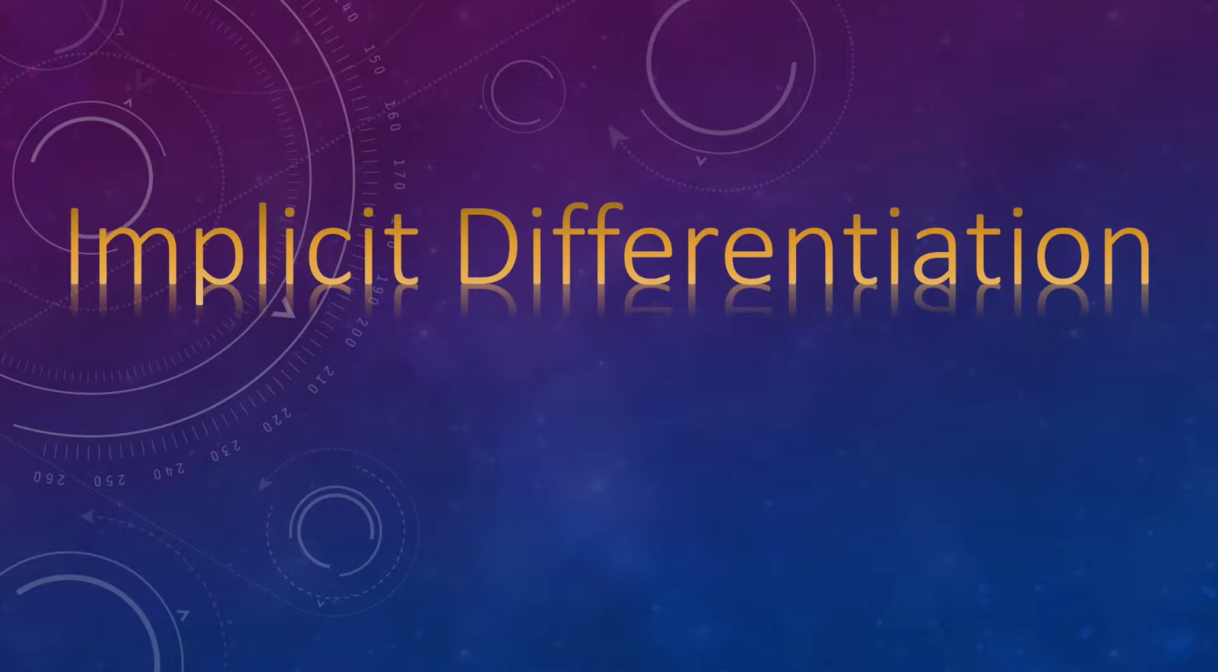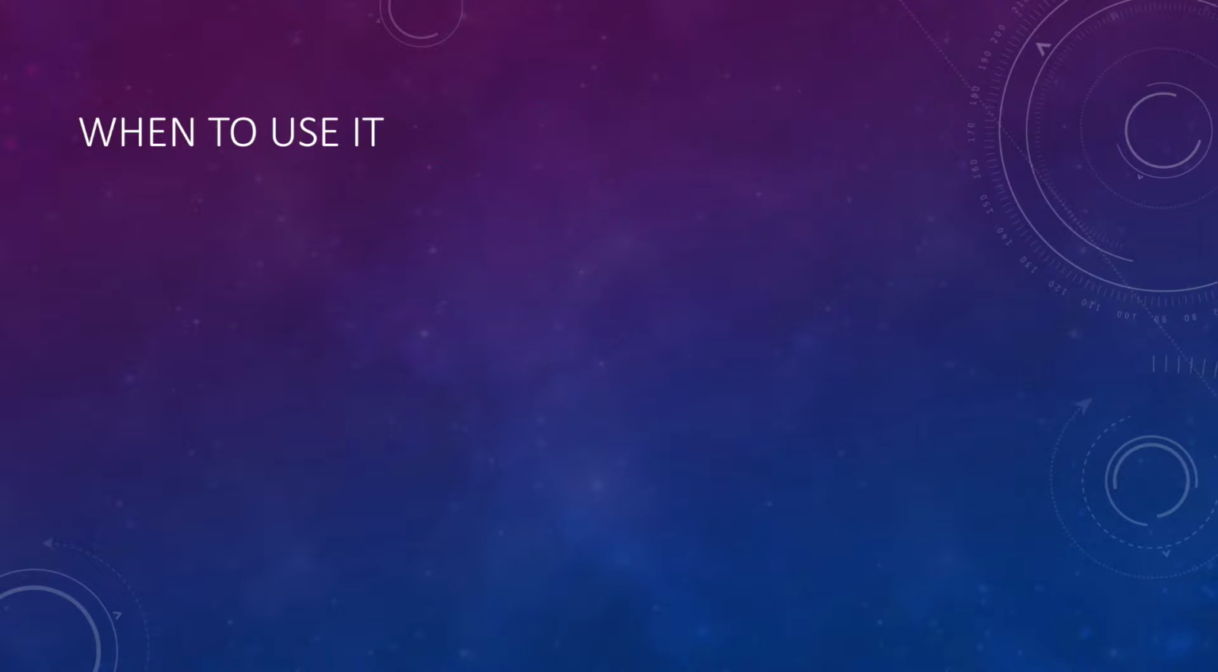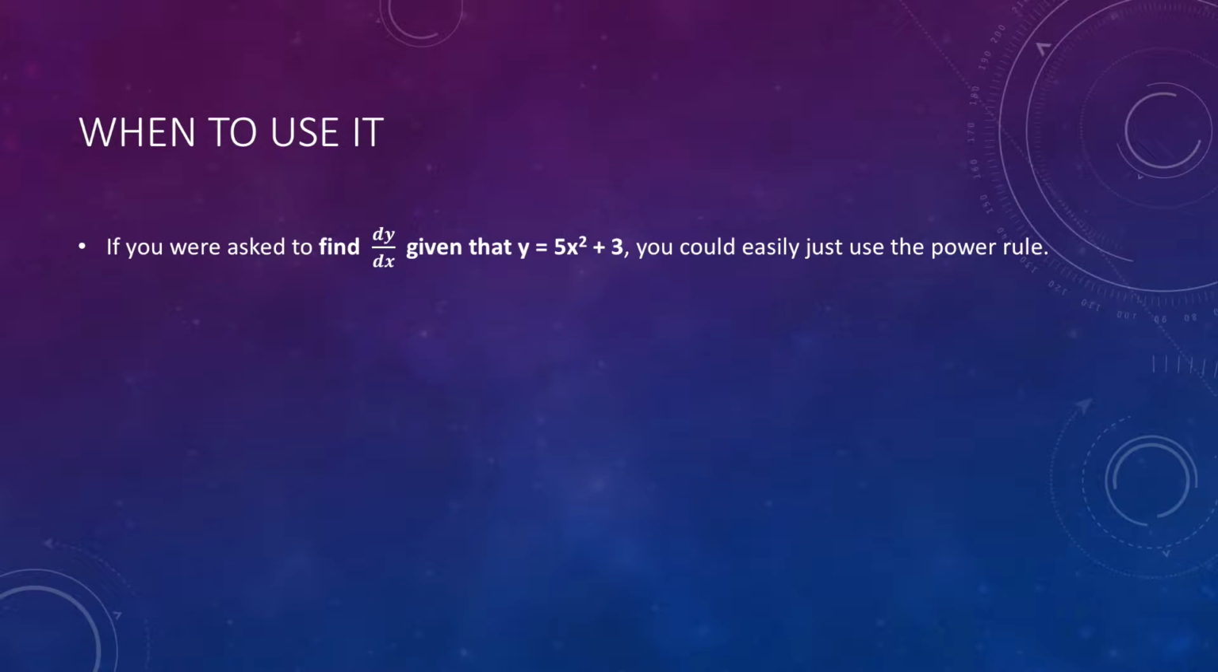Alright, in this lecture we're going to cover implicit differentiation. So when do you want to use it, and why do we even need it? If I were to ask you to find the derivative of y with respect to x, given that y equals 5x squared plus 3, you could easily just use the power rule.